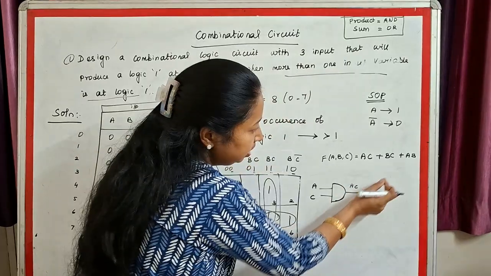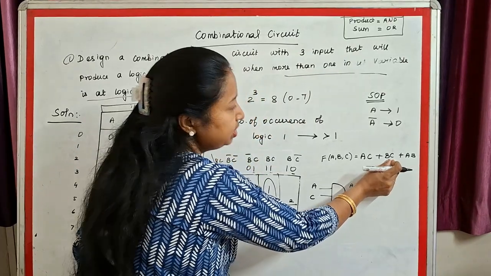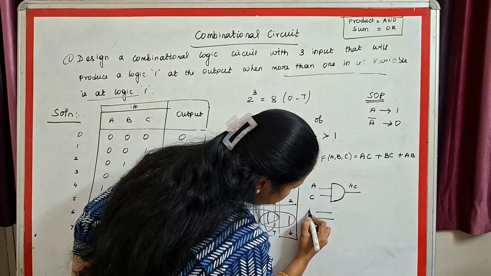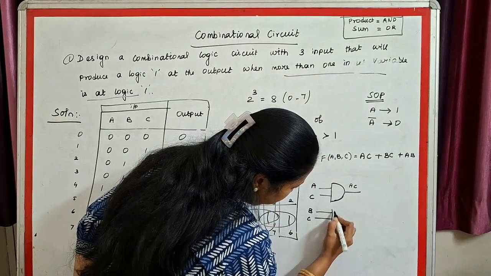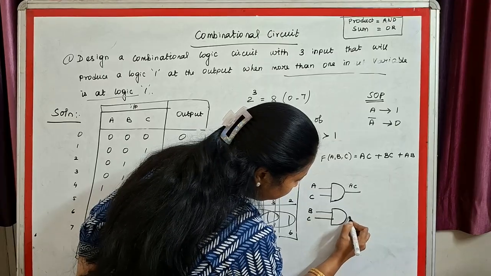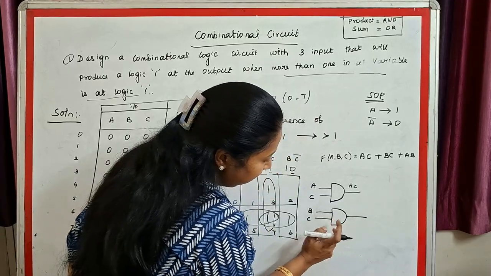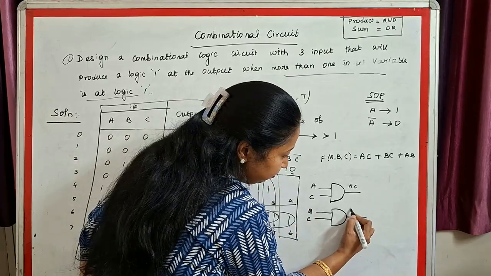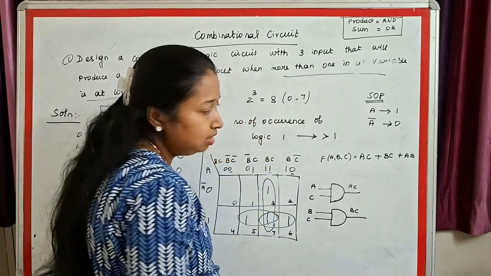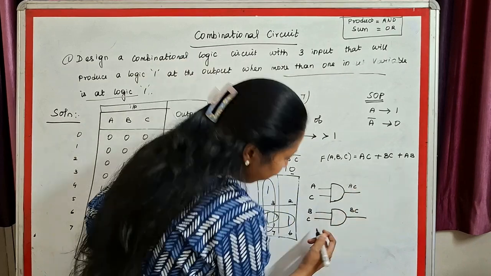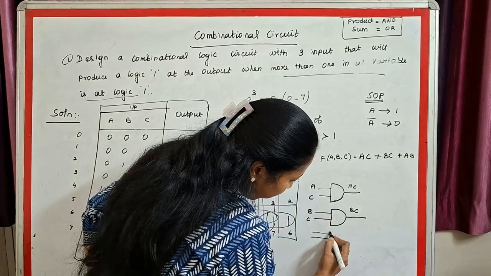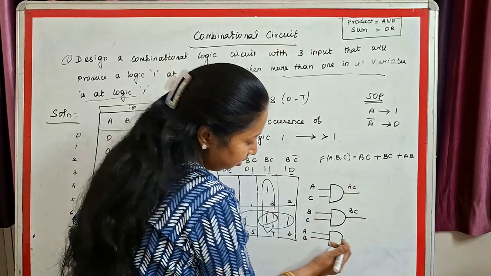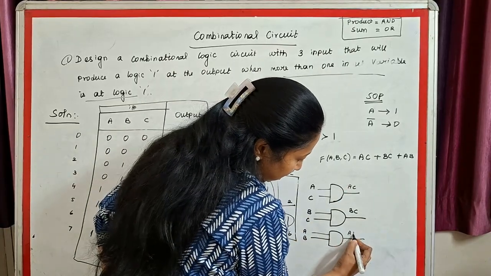Second term. The second term, it is BC. BC is again a product term. So for a product term, I'll be using an AND gate. B and C are the inputs for this gate, and I'm taking it to an AND gate, and the output of this AND gate is going to be the product of my inputs, which is B and C. Is it clear? What is the third gate? It is A and B. So A and B, these two are again a product term, so I've taken it to an AND gate. The output of this gate will be AB.